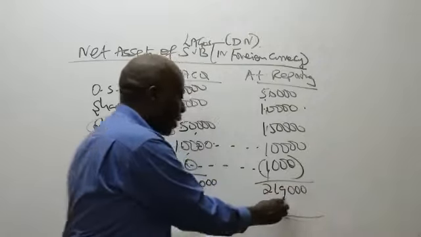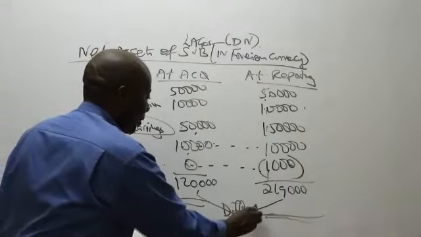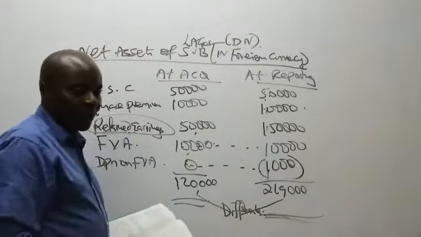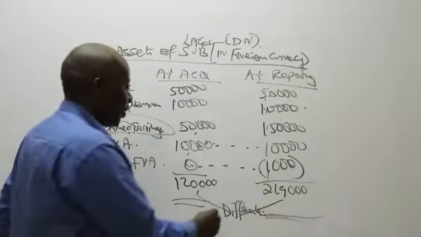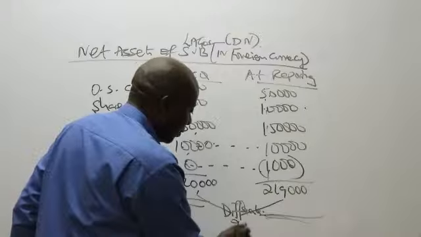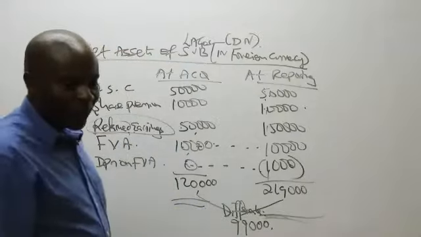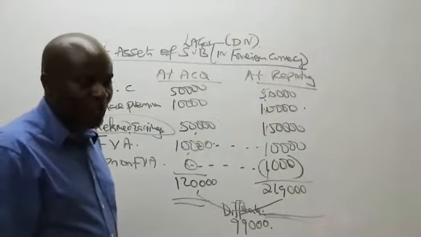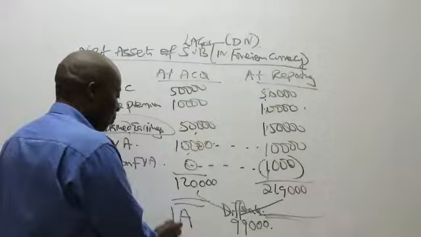219,000. So could you kindly give me the difference between the two? 99,000. So I'm being given a figure of 99,000 here. What name do we give to the difference between these two? It's POP. Thank you very much, Robert. This is POP.